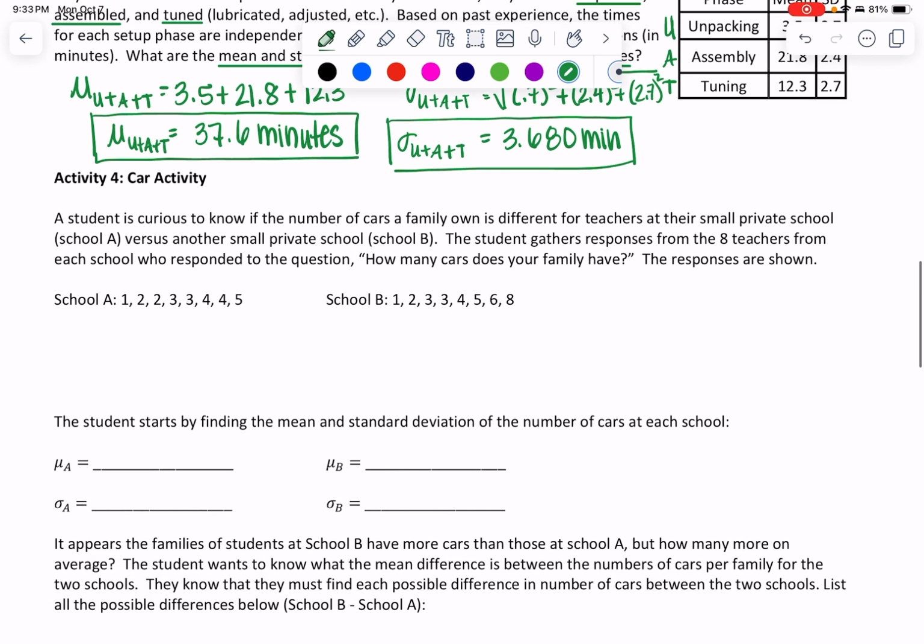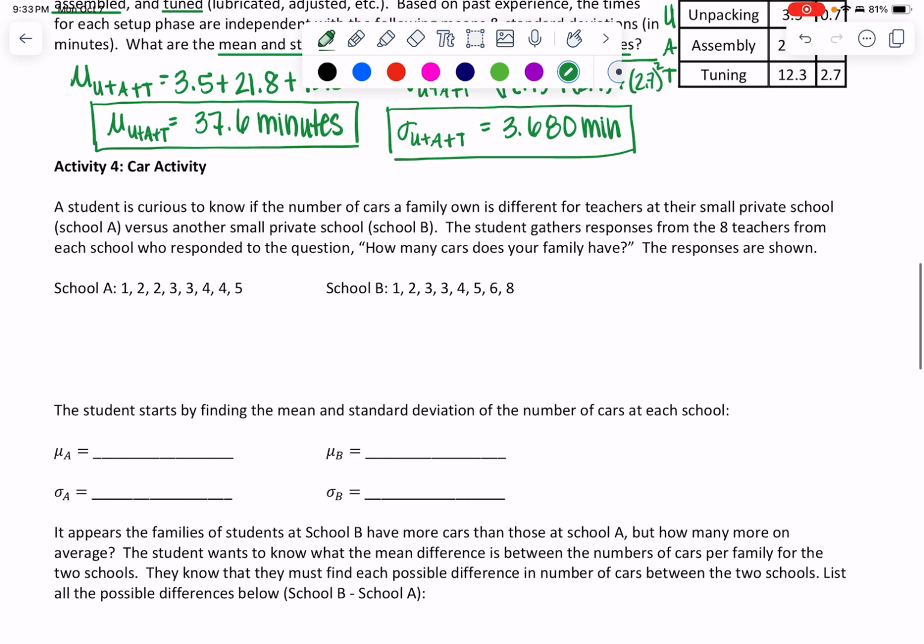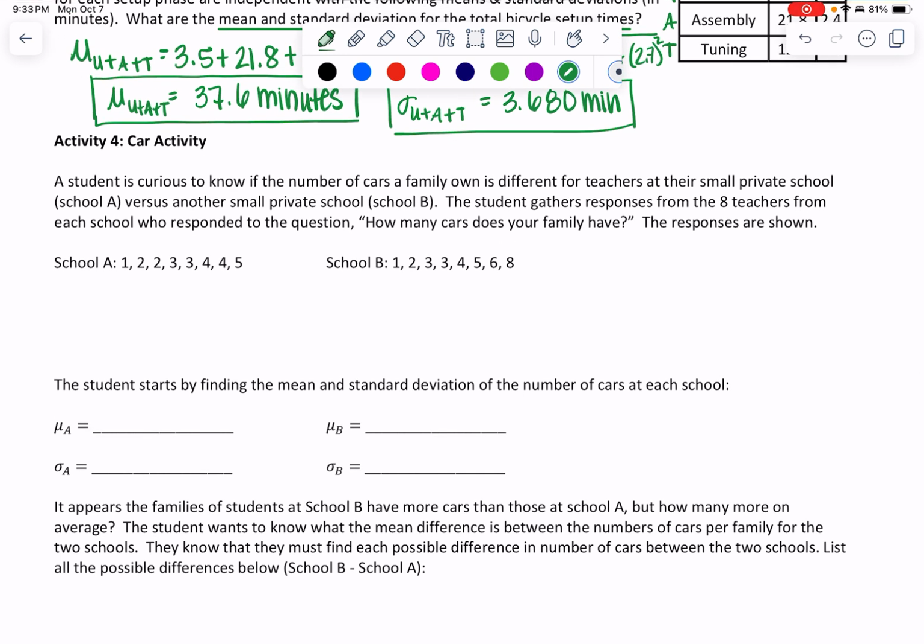Okay, so let's continue on. So student A is curious of the number of cars a family owns for different teachers at a private school A versus school B. The student gathers responses from eight teachers in each school, and here's their responses. The student starts by finding the mean and the standard deviation. So let's do that really quick because that's easy.